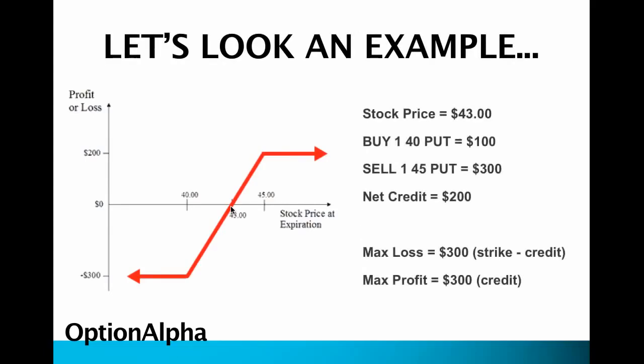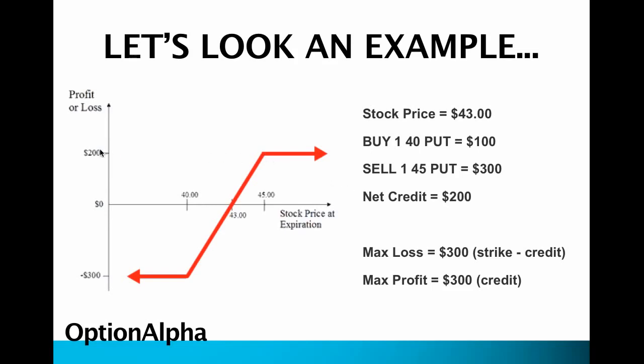Let's look at an example just to really drive it home here. So we have a stock price that's trading at about 43. So let's just say the stock is trading right here. We're going to buy a 40 strike put for $100. Again, down here, we're going to buy this one for $100, and we're going to sell this 45 strike put for $300. So the net difference between those two, we outlaid 100, we took in 300, is a credit, or money that we received directly into our account, of $200.